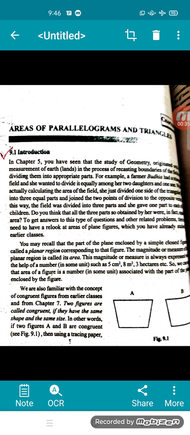We are also familiar with the concept of congruent figures from the earlier classes and from Chapter 7. Two figures, as you can see in the picture A and B, are called congruent if they have the same shape and the same size. In other words, if two figures A and B are congruent, then by using a tracing paper you can superpose one figure over the other such that it will cover the other completely. So if two figures A and B are congruent, they must have equal areas. However, the converse of this statement is not true. In other words, two figures having equal areas need not be congruent.